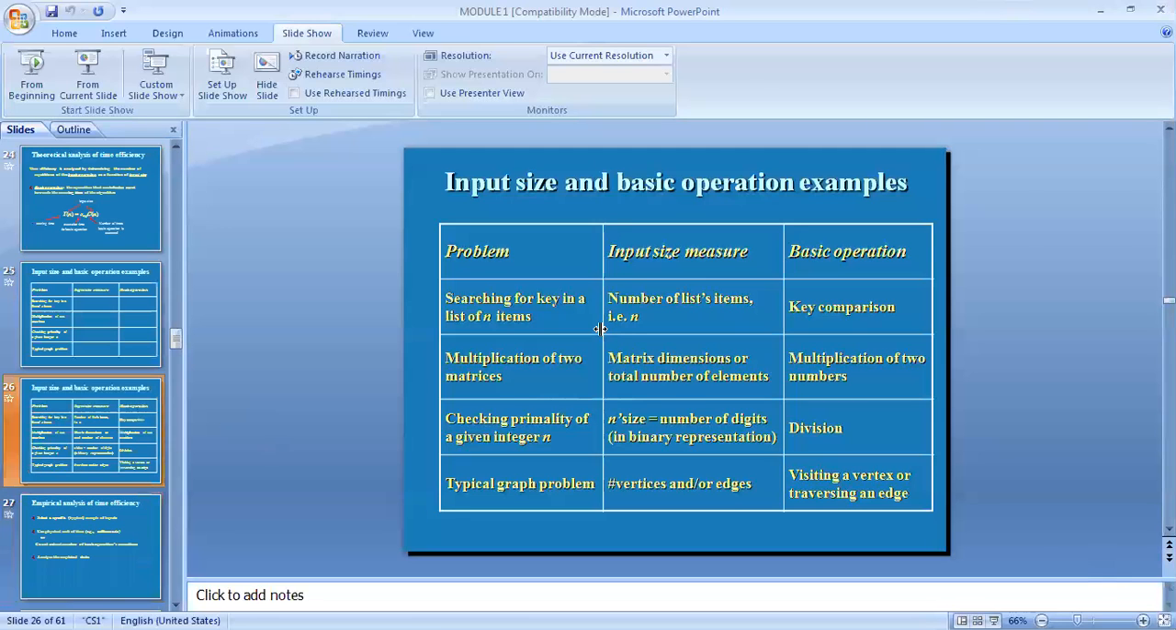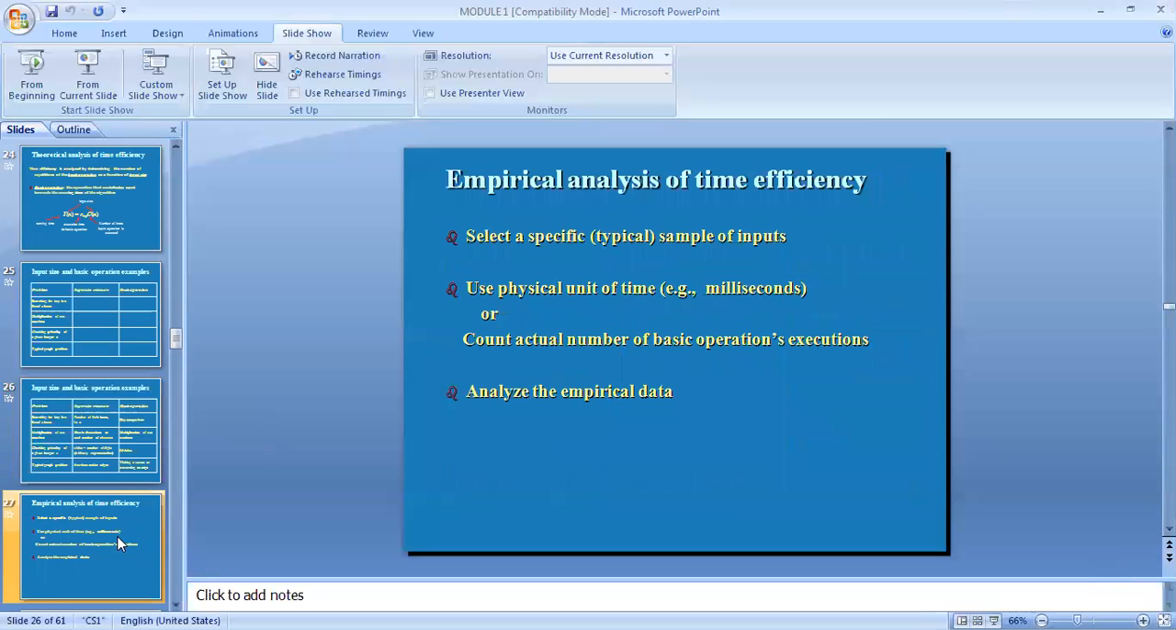So based on these input size measures and the basic operation, the time complexity is calculated. Empirical analysis of the time efficiency: first, select specific sample inputs. Use the physical unit of time, or count the number of basic operation executions. Then we analyze the empirical data.